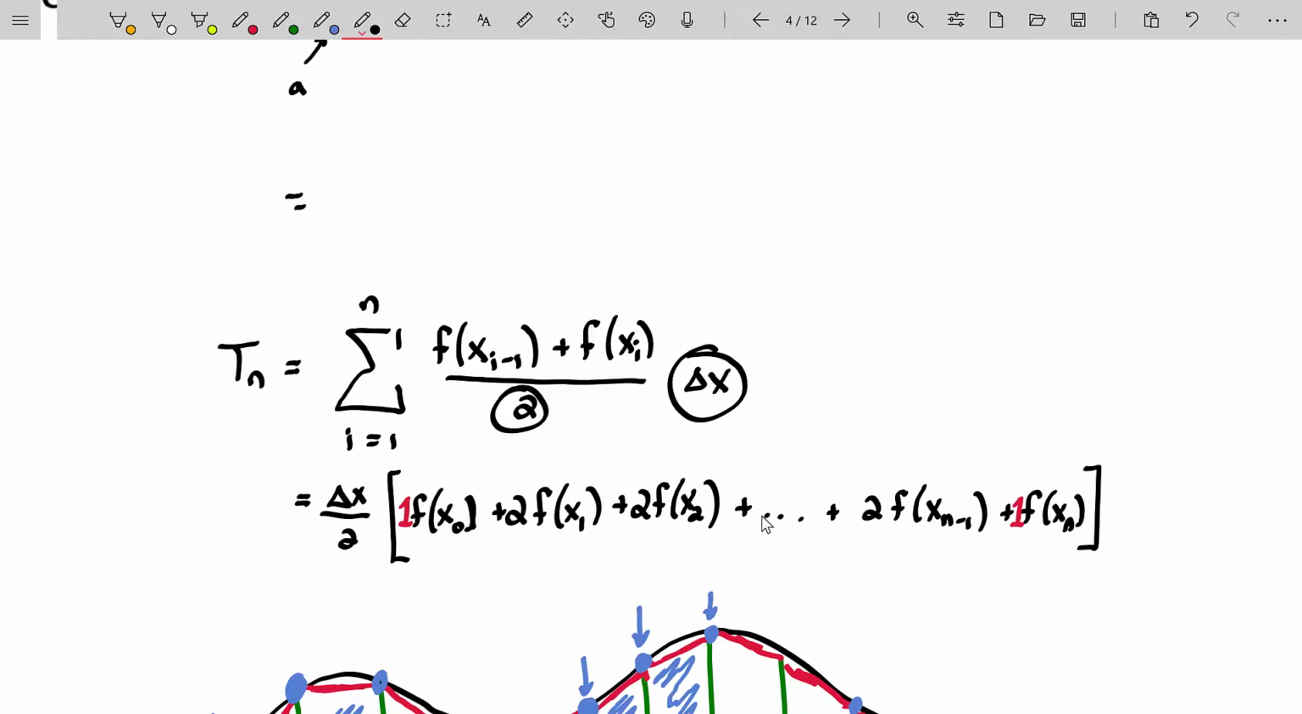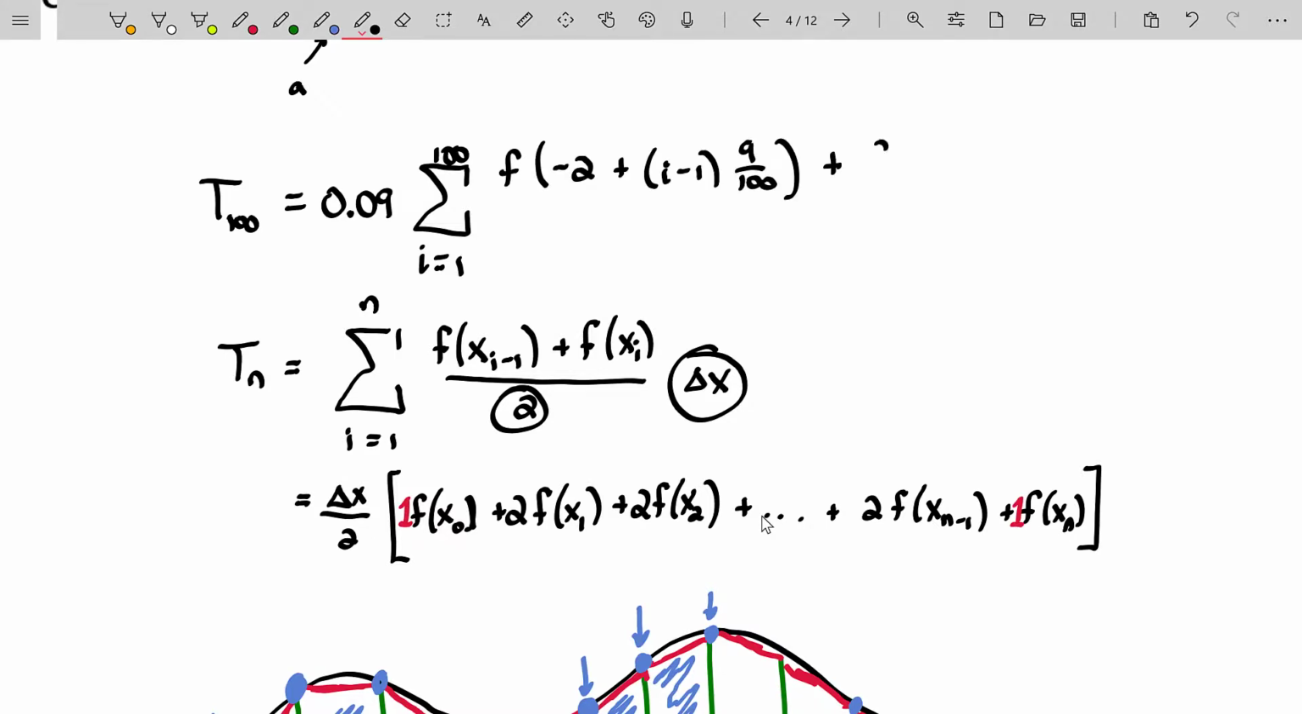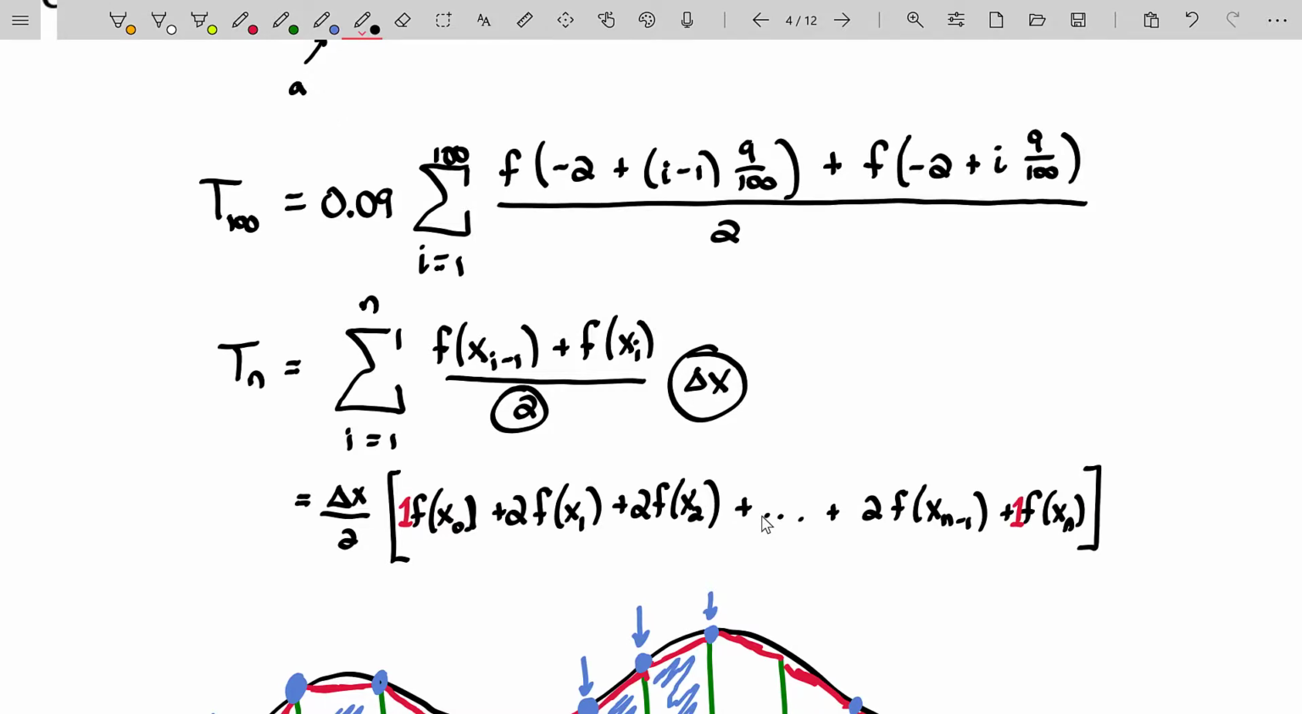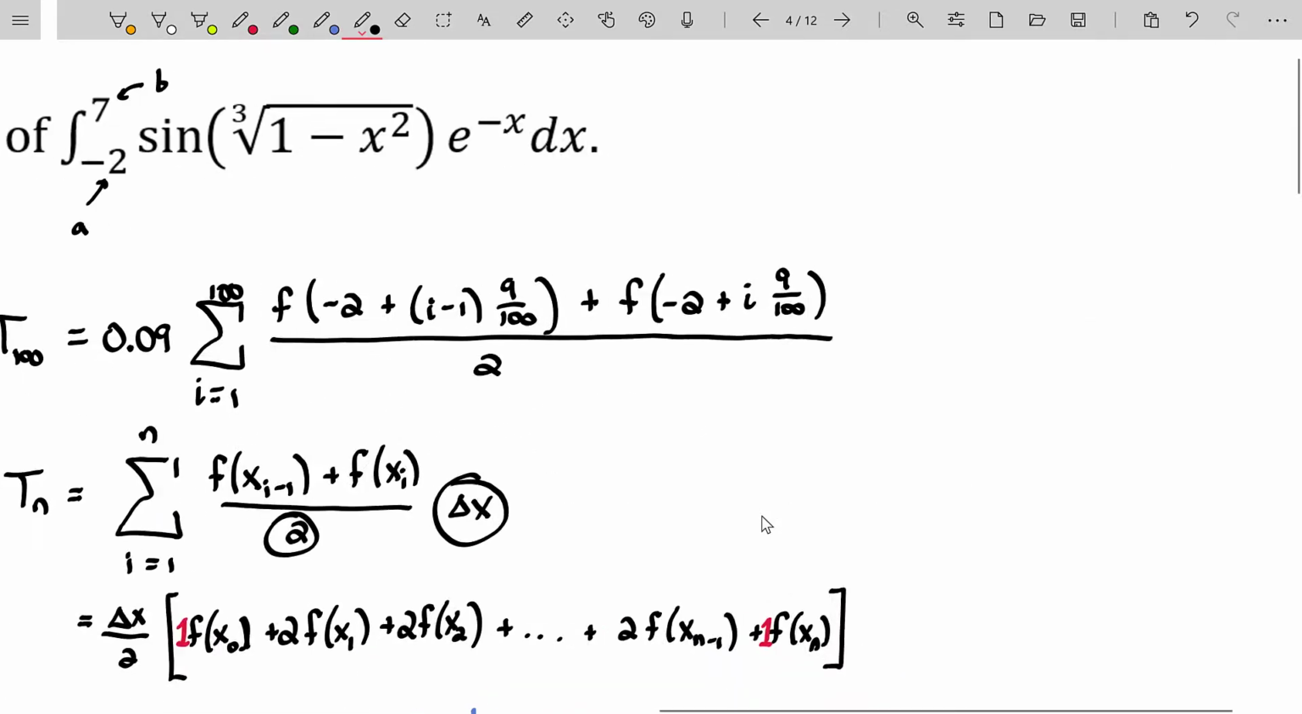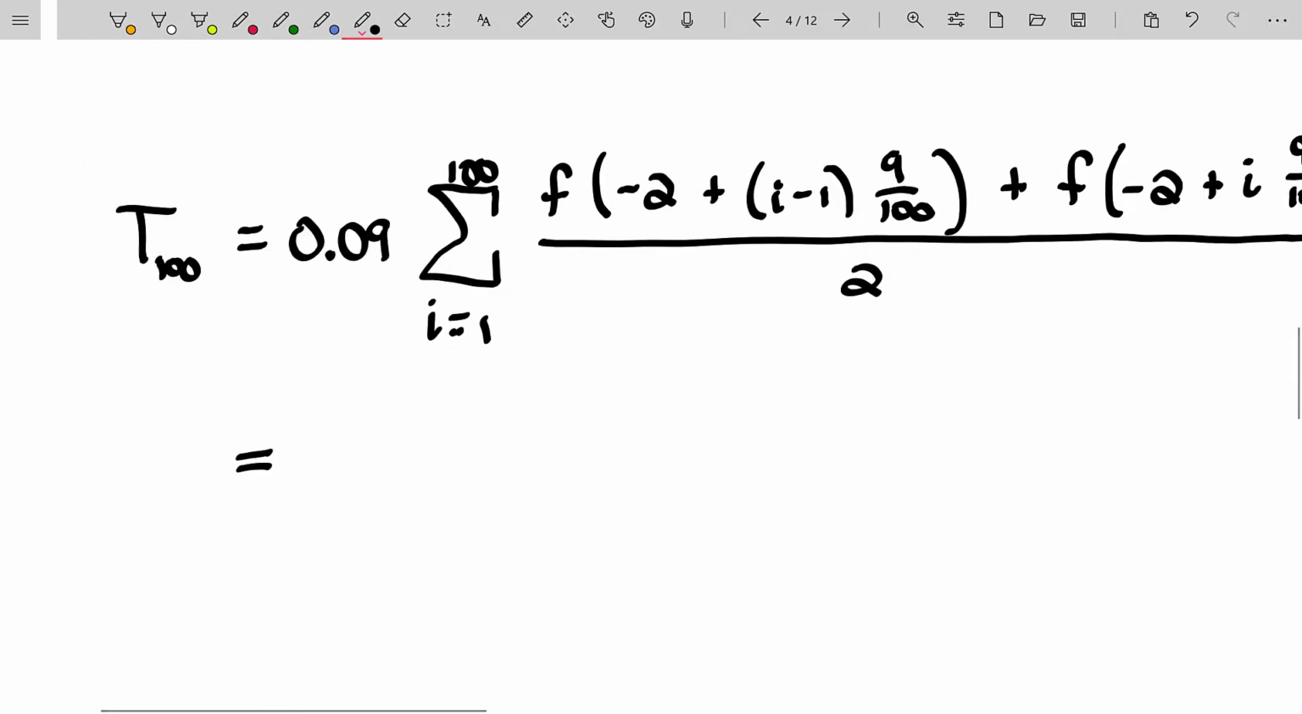So when I go over to Desmos, I am literally going to enter in the 0.09, let me just write it this way, times the summation I equals 1 to 100, and then it's going to be the function value at x sub I minus 1 plus the function value at x sub I, all divided by 2, and then we already moved the delta x out front. A little arithmetic, again, can go a long way for your computer. This is just a 0.09 times the summation I equals 1 to 100.